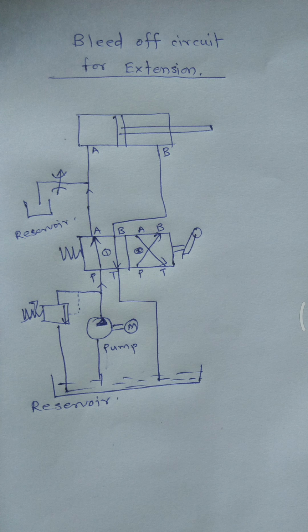Here a 4 by 2 direction control valve is used. Pump P is connected to the A side. The A side is connected to the A side of the cylinder. The B side returns to the B side of the DCV, and B is connected to tank, and here to the reservoir. Again, the PRV is there, parallel to the pump and the return line.